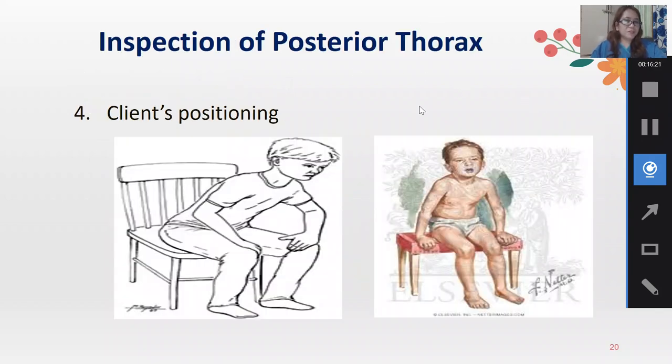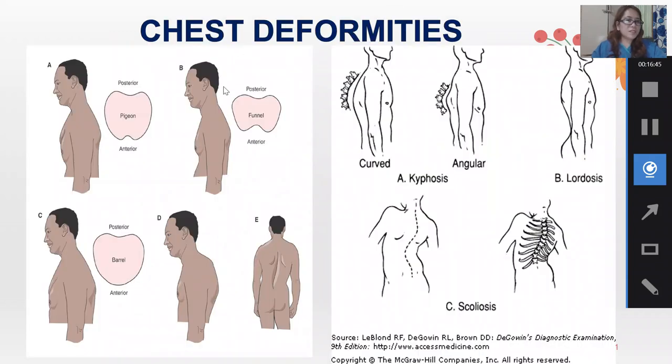So, in inspection for the posterior thorax, you ask the client to sit down. Makikita mo rin yan kapag may problem si client sa pag-breathe, ayan yung client positioning niya. Parang hirap siyang huminga, hindi siya makaupo ng maayos, yung posture niya hindi erect. Okay? So, chest deformities. Ito yung mga chest deformities na usual na nakikita natin.